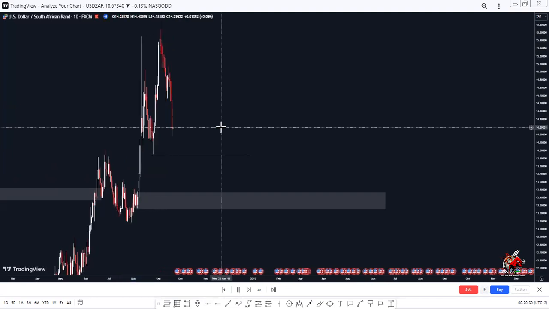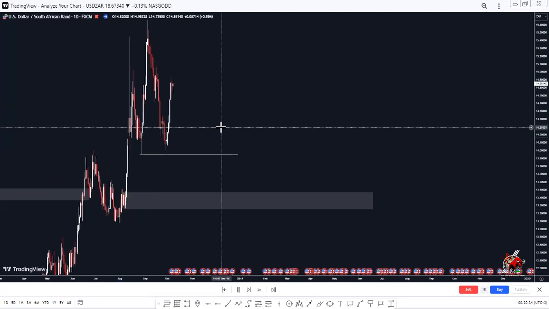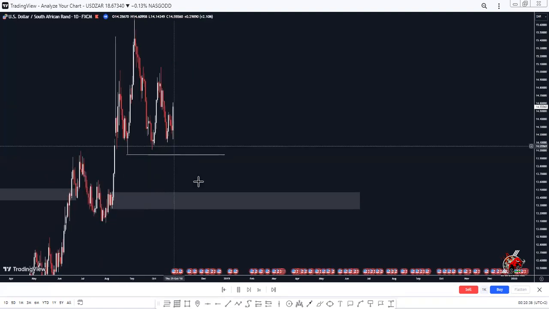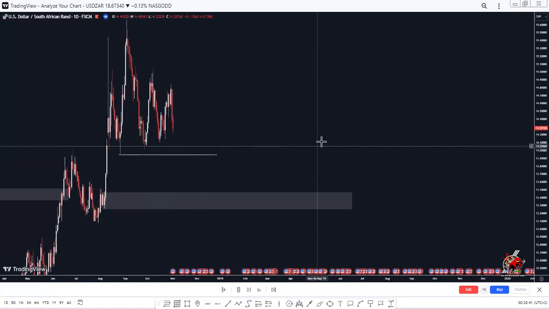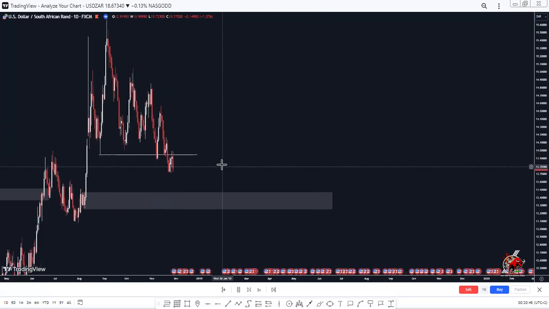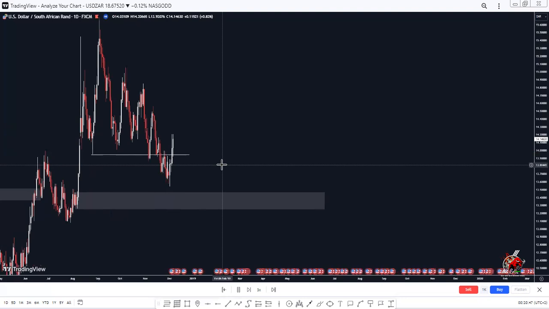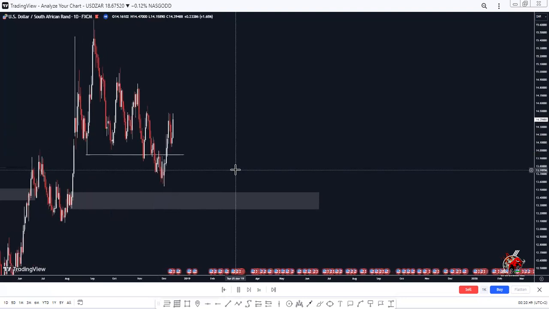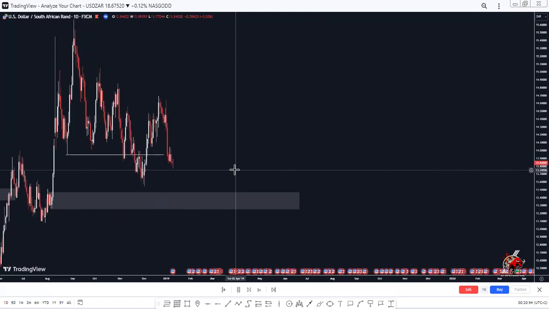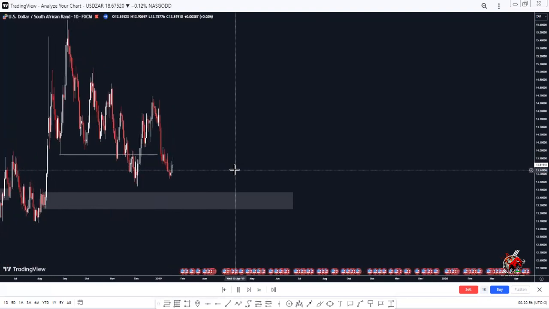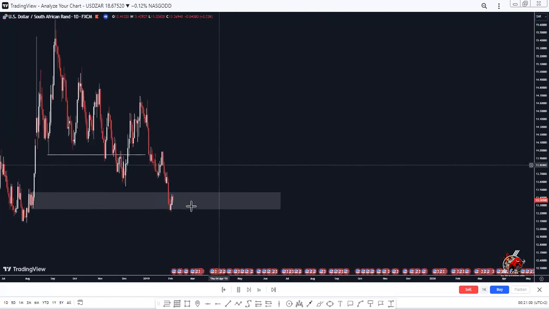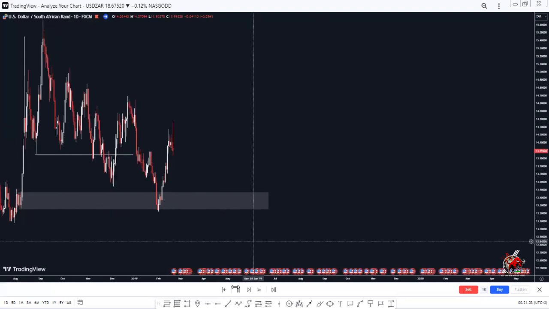Let's see how the market reacts. Another touch, another touch. As you can see, respected. Another one respected. Let's see how long the market will respect. You can see right there, the market showed us that it took out liquidity. Let's wait and see. Boom. As we can see right there.